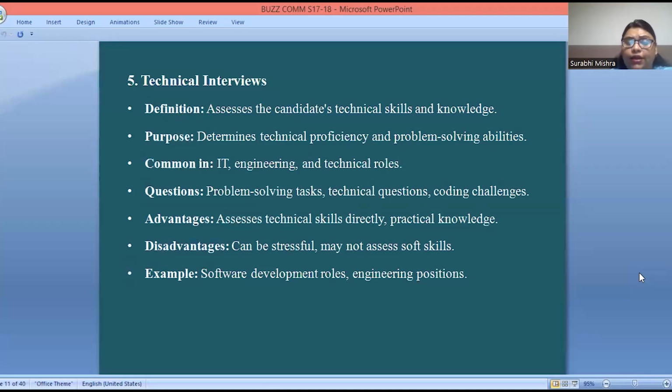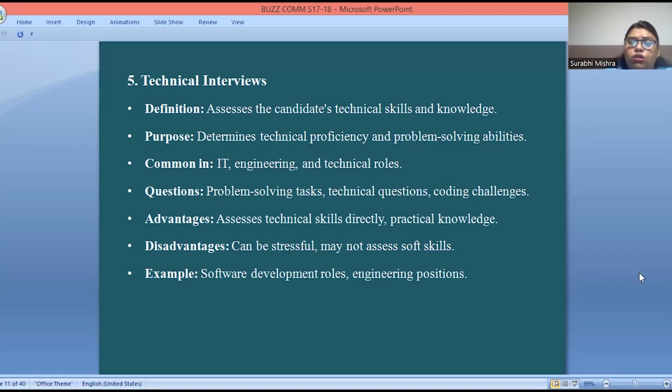So when we talk about the technical interview, we find that it assesses the technical skills and technical knowledge of a candidate. The purpose here is to determine the technical proficiency and problem solving skills. So why is a technical interview conducted? To check the potential of the candidates, whether he has very sound knowledge about the technical skills or not. It also determines the proficiency level of that particular candidate, and also tries to evaluate the problem solving abilities. So it is common in information technology, engineering, and technical roles, right?